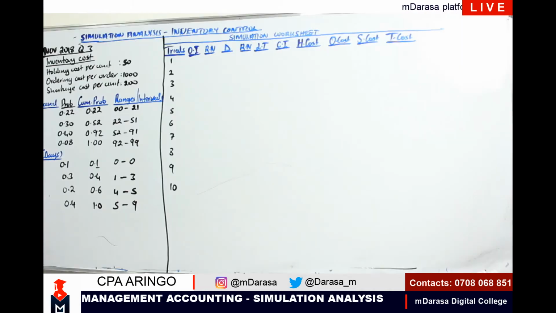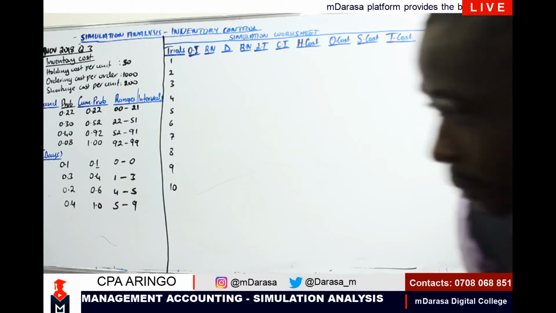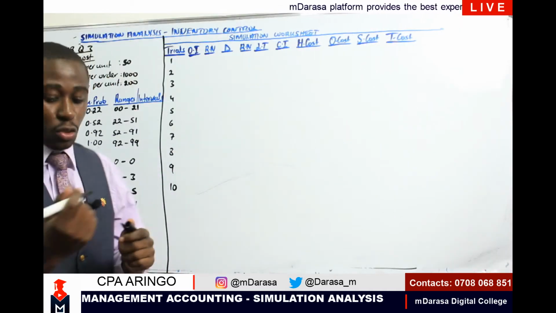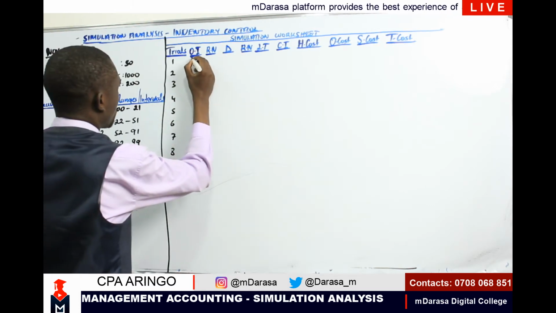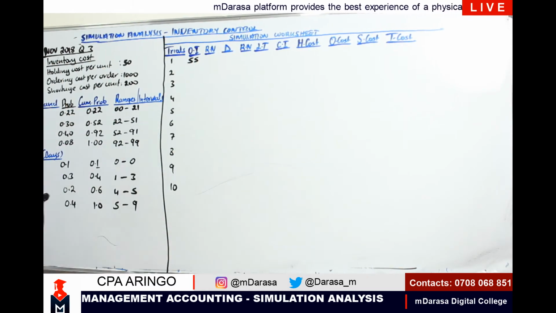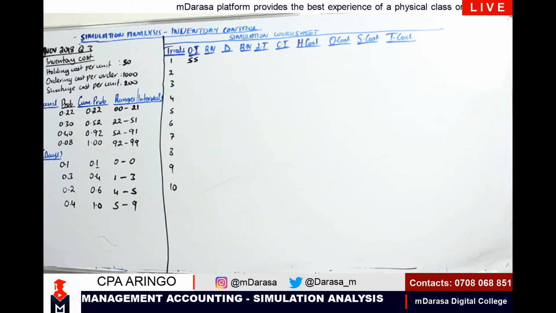So we should be having this case. I'm going to take 55 units there. So our opening inventory is 55 units.